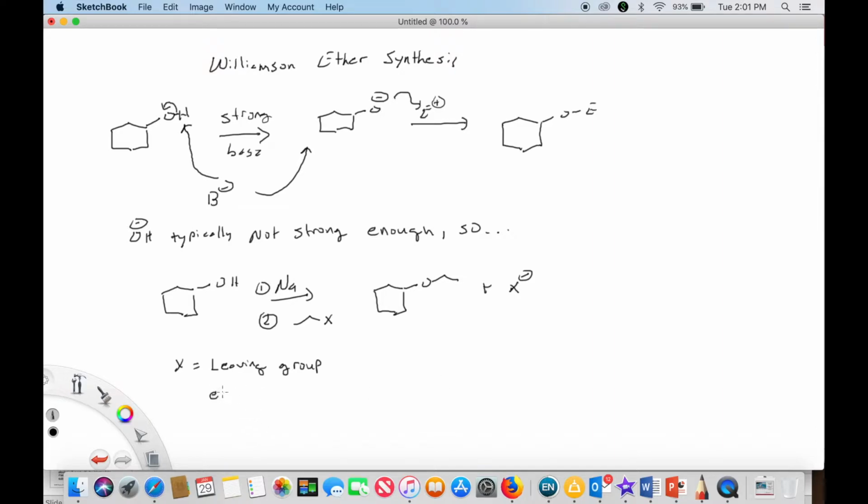So, examples of this, which I already mentioned here, are of course halides, right? So halogens, but where I is better than Br and Br is better than Cl. Also, tosyl groups work well for this.